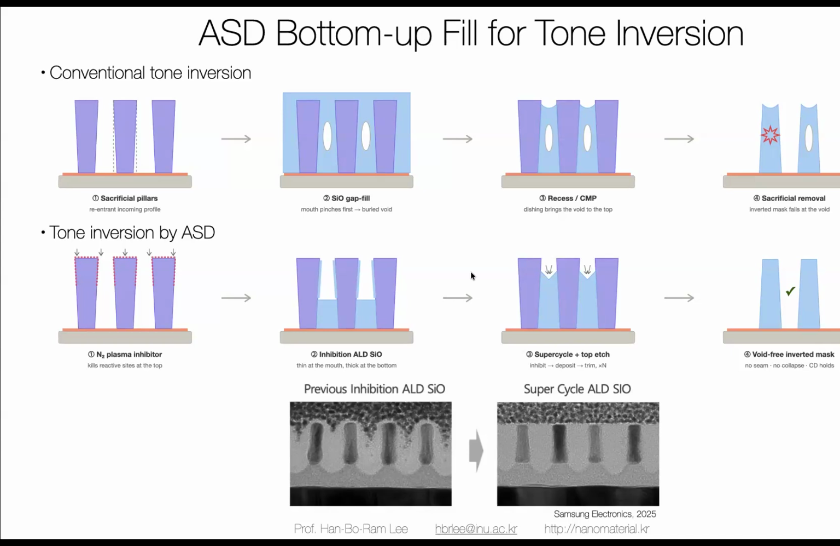But when trying to deposit silicon oxide by using ALD, there is a lot of seam and void formation inside. This pattern does not have very strong mechanical strength. So if you use ASD, you use the inhibitor right on the top and then deposit from the bottom to the top. Because of that, we can prevent any seam and void formation. And then after that, we remove our original pattern, so we can make a very clean and rigid tone-inverted silicon oxide pattern. So this is the real result from Samsung Electronics.